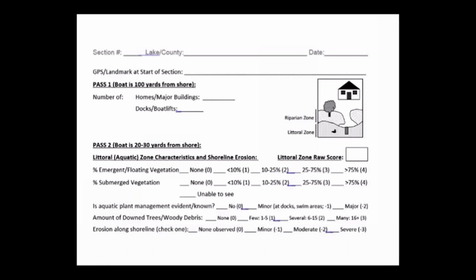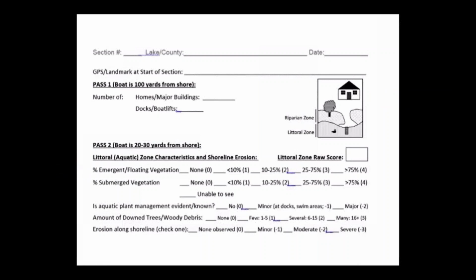You'll be looking at the littoral zone features and shoreline erosion. The littoral zone is the underwater area close to shore. The handy diagram in the upper right corner of the sheet will help you remember this. First question, what percentage of the 1,000-foot section exhibits emergent or floating vegetation?